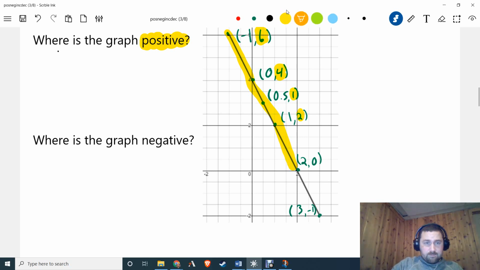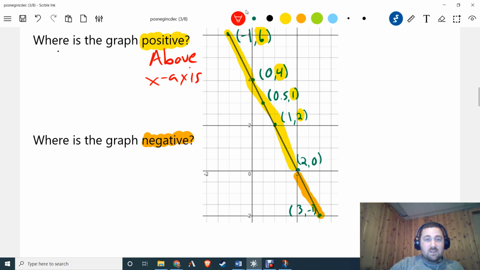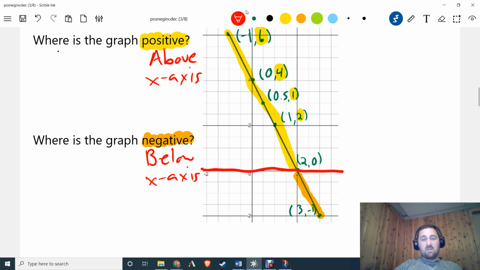Same thing for negative. Where is the graph negative? Well, that's a negative y value, and all these points along here are also going to be negative y values. Now, physically, what we notice is that the graph is positive where we are above the x-axis, and the graph is negative where we are below the x-axis. Here's the x-axis right there, and everything above is positive, everything below is negative.